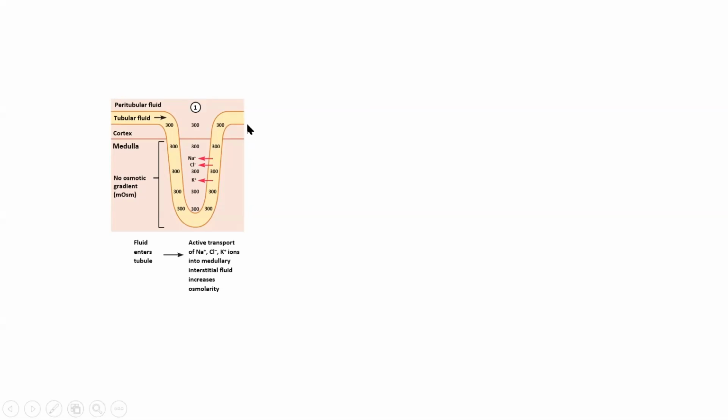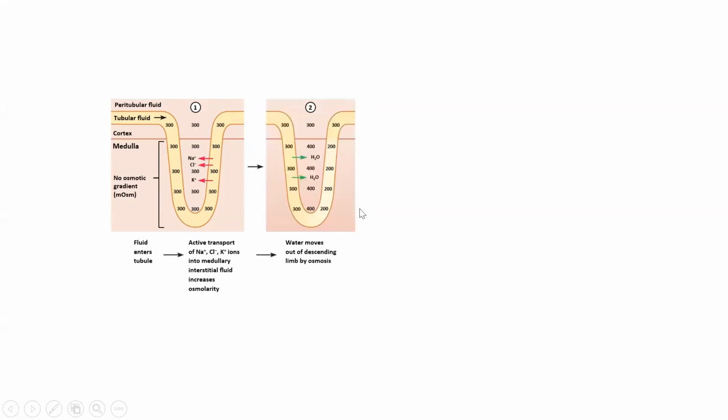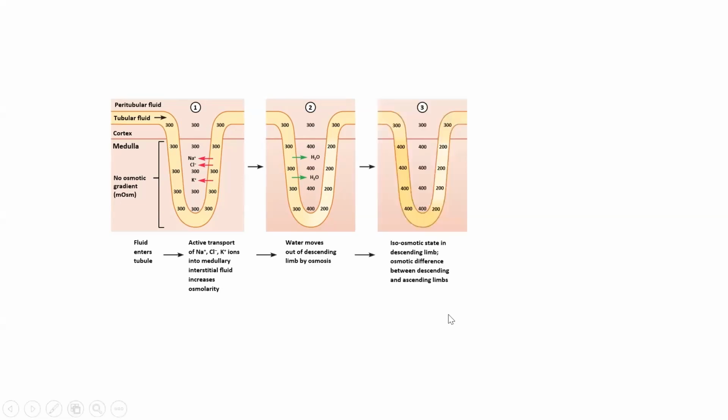Now, the first thing that happens is the ascending limb of the loop of Henle is going to actively transport sodium, chloride, and potassium into the medullary interstitial fluid because this part of the loop is only permeable to these solutes. The second thing that happens is because we now have a medullary interstitial fluid that has more solute than the tubular fluid, we now have a gradient for water to move, but only the descending limb is permeable to water. So across the descending limb, water now moves until it's at equilibrium with the medullary interstitial fluid. And at that time, we're once again in an isoosmotic state. But as we can see here, the osmolarity is slightly higher on this side and lower on this side.